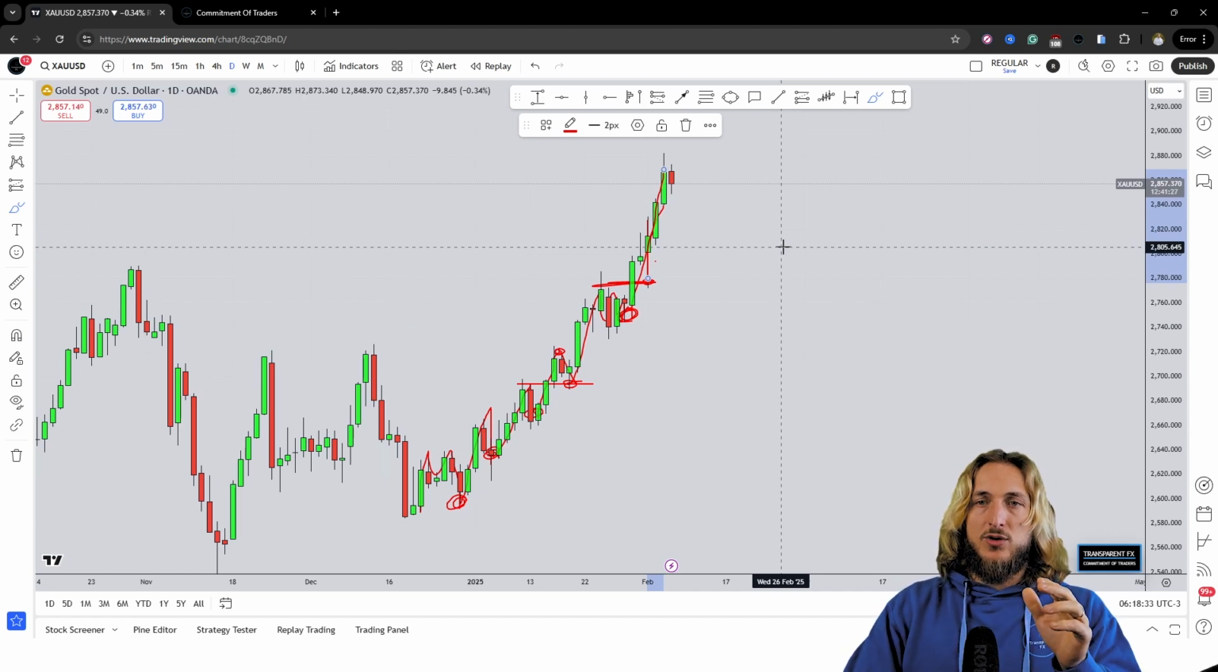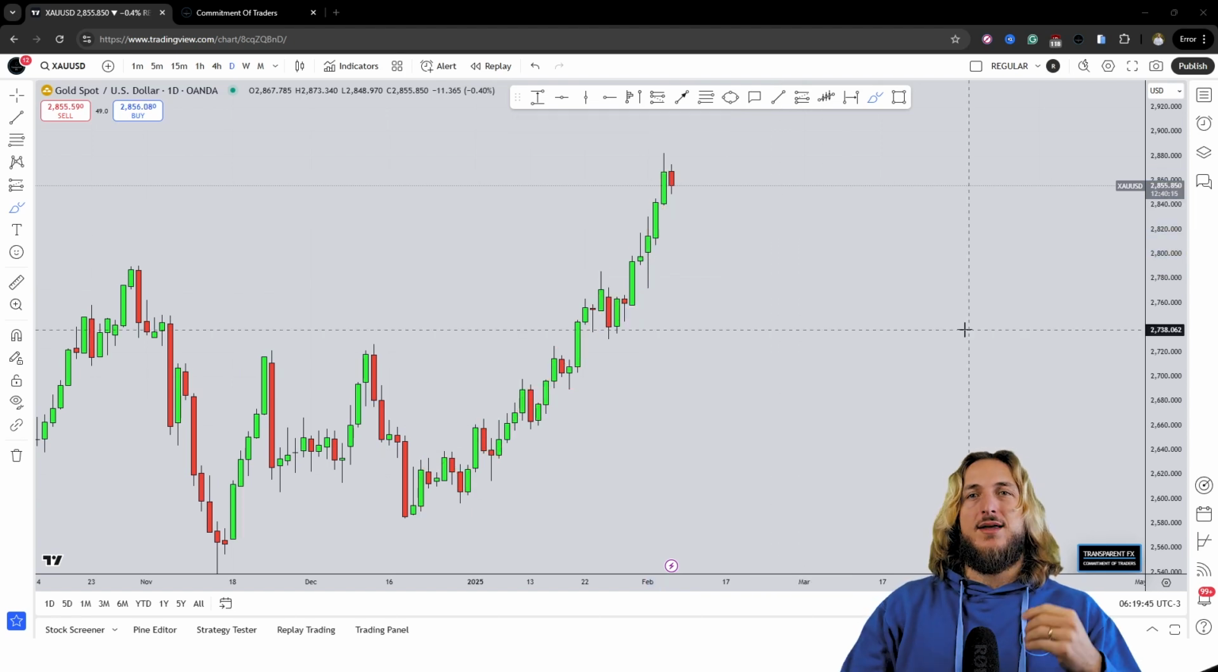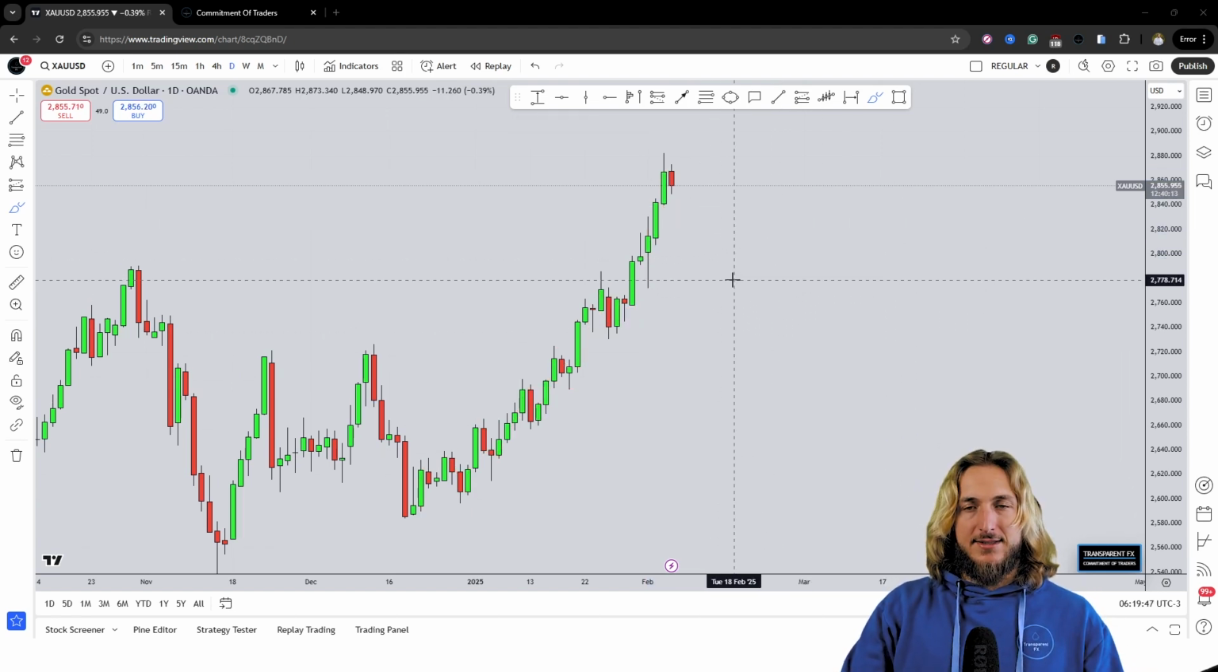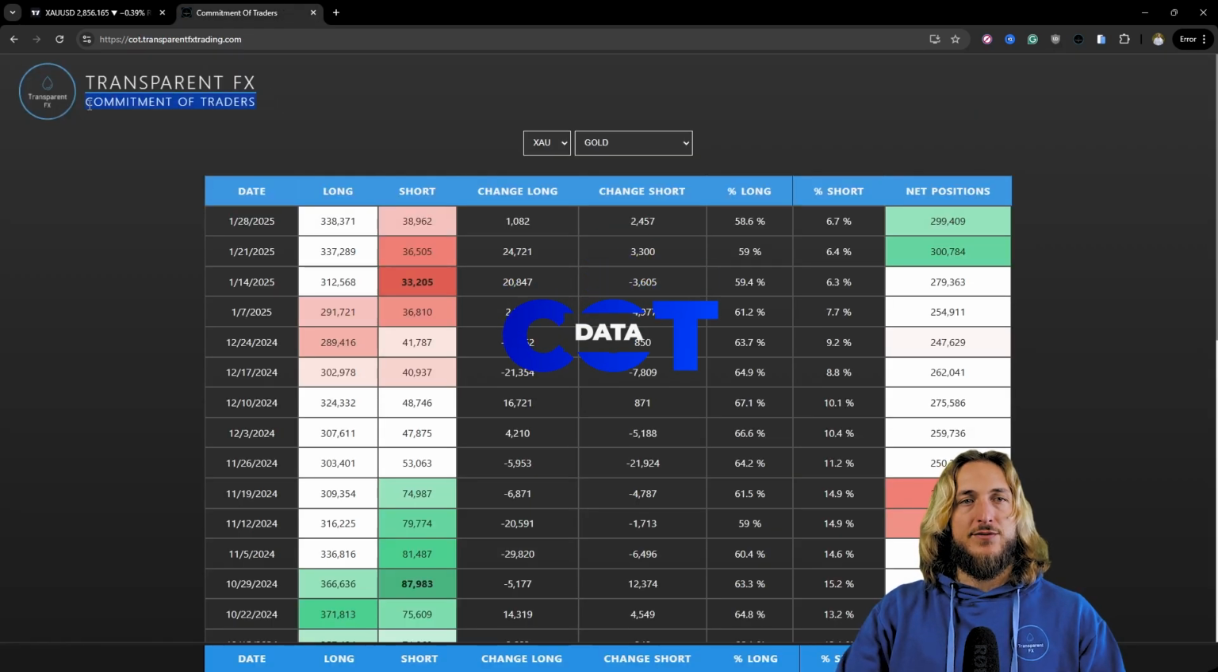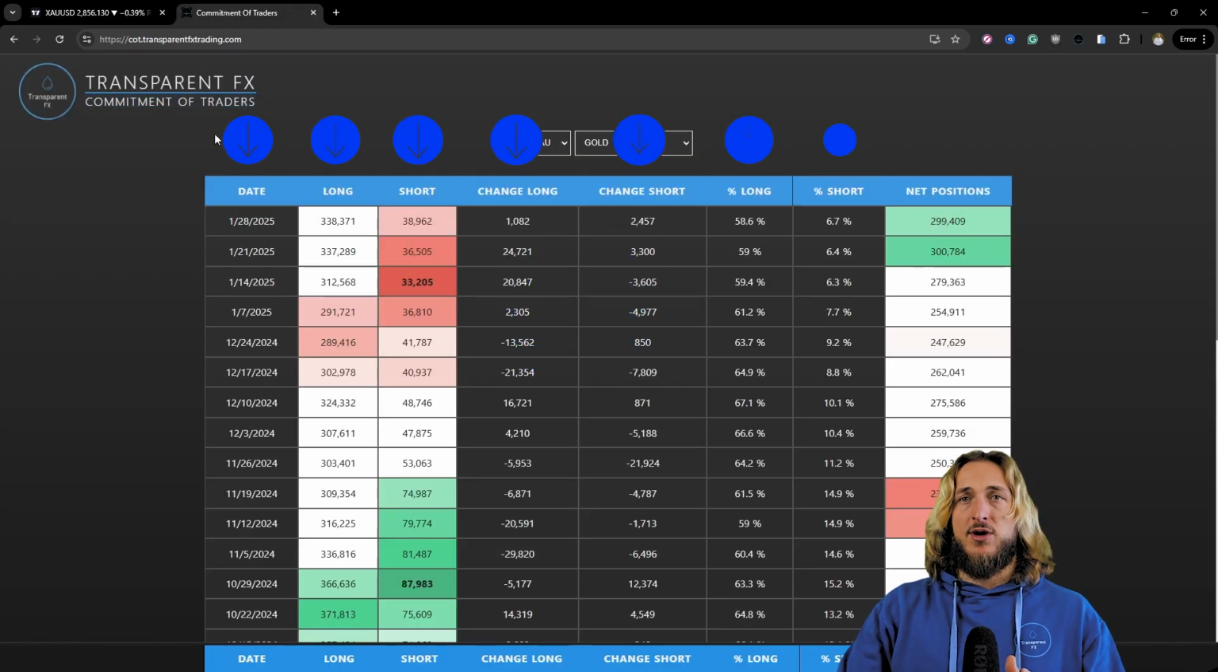But at the moment, what do we have? Well, before we dig deeper into what we have here from a technical perspective, first, let's go and see what we have when it comes to the Commitment of Traders. So what the big players in the market are doing.